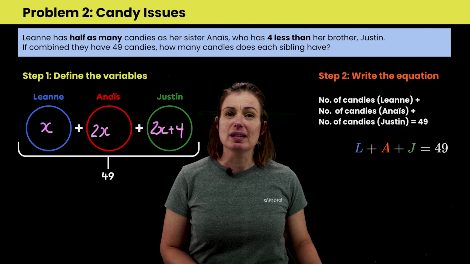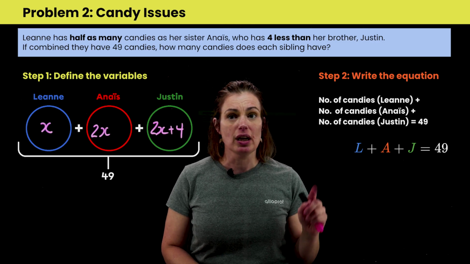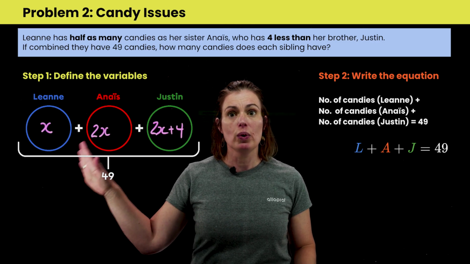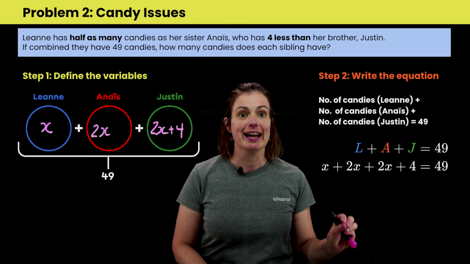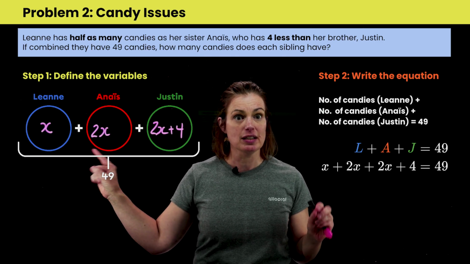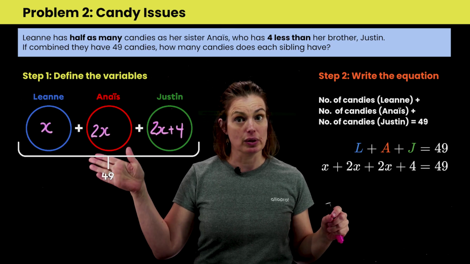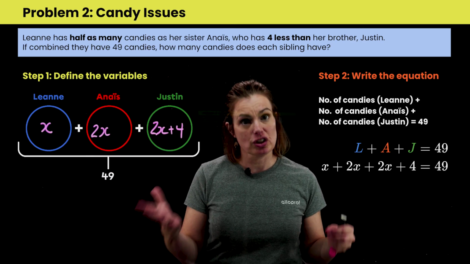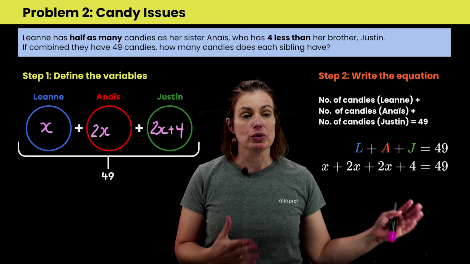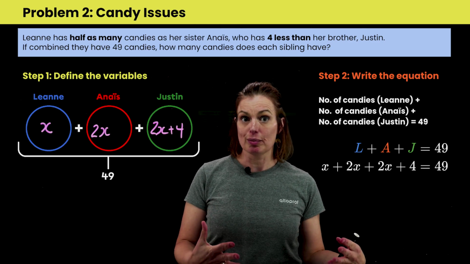So I'm going to go one step further, and instead of writing L, A, and J, I'm going to replace those with the algebraic expressions that we just generated. So that will give me x, which is Leanne's number of candies, plus 2x, or Anais's number of candies, plus 2x plus 4, which is Justin's number of candies, equals 49, which is the total number of candies.